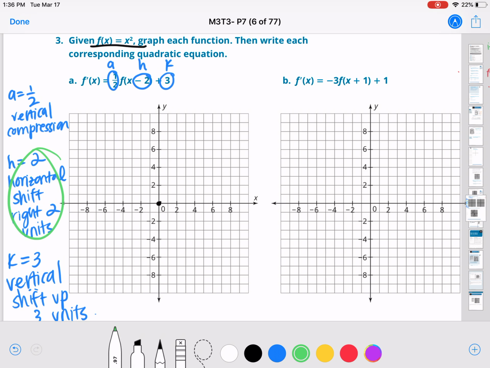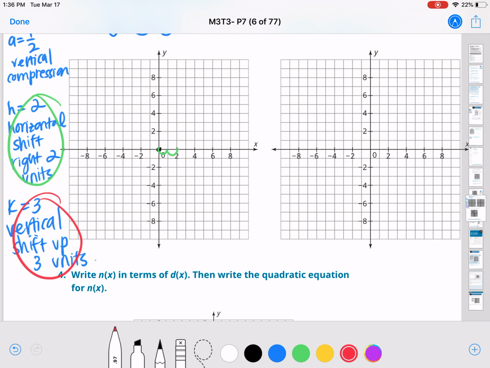So I'm going to move 2 units to the right. So 1, 2. From there, I'm going to move my vertical shift, my K value, which is 3 units up. 1, 2, 3. That's my new vertex. Okay, so here's my vertex.